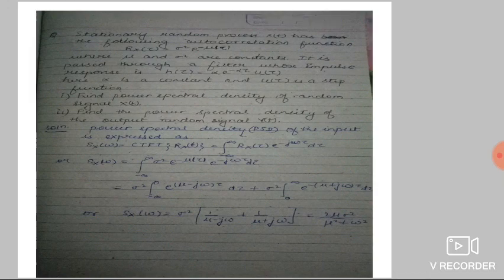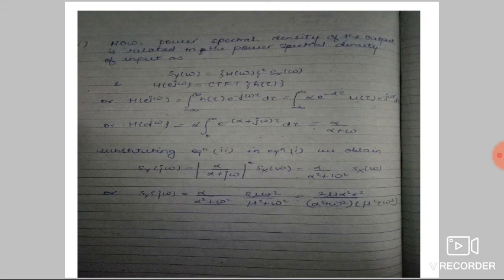Now we move to the second part of the question. The power spectral density of output is related to the power spectral density of input as S_Y(ω) equals |H(ω)|² S_X(ω), and H(e^{jω}) equals the continuous Fourier transform of h(t), equals integration from minus infinity to infinity h(t) e raised to power minus jωt dt, equals integration from minus infinity to infinity α e raised to power minus αt u(t) e raised to power minus jωt dt. So α will come out of the integral. Then integration from 0 to infinity e raised to power minus (α plus jω)t dt will lead finally to α by (α plus jω).